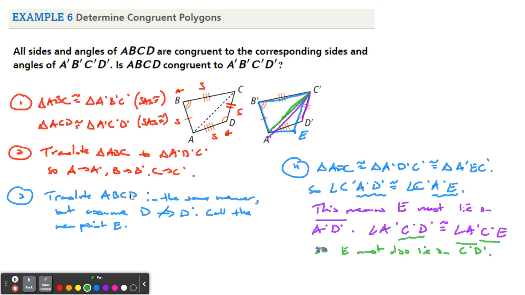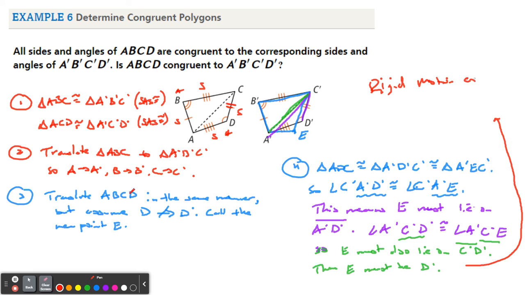Well, if E lies on A prime D prime and E lies on C prime D prime, then that means that E must be D prime. And because E lies where D prime is, that means that we found a rigid motion. So there's a rigid motion that exists. And now we know that ABCD is congruent to A prime, B prime, C prime, D prime. And there we go.